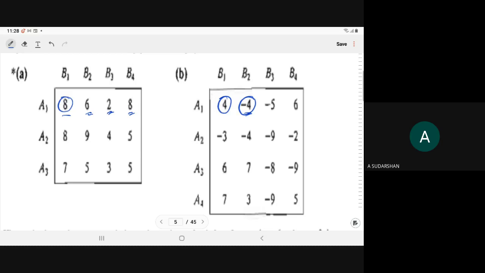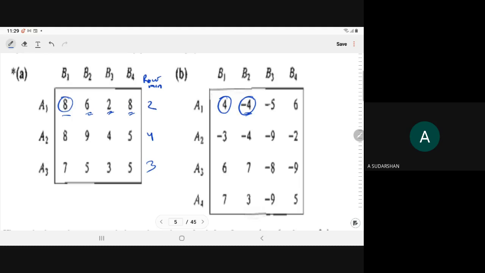Minimum gain. So here we compute the row min. The worst situation for player A is the minimum gain on applying strategy 1. It means no matter which strategy player B is using, when player A is using his first alternative, the minimum gain will be the row min. So row min will be 2. If he is using strategy 2, then row min is 4. Then if he is using strategy 3, then the minimum gain will be 3. Clear?